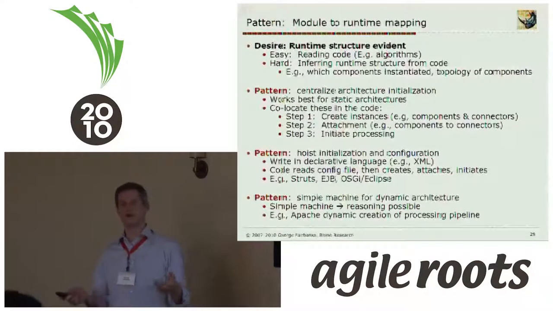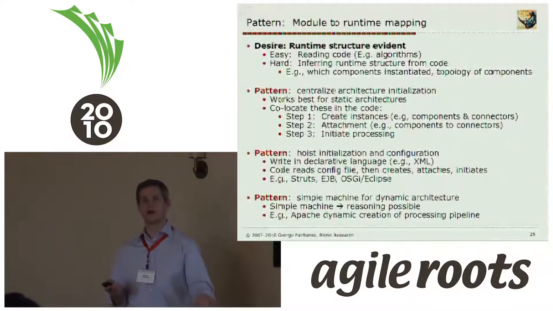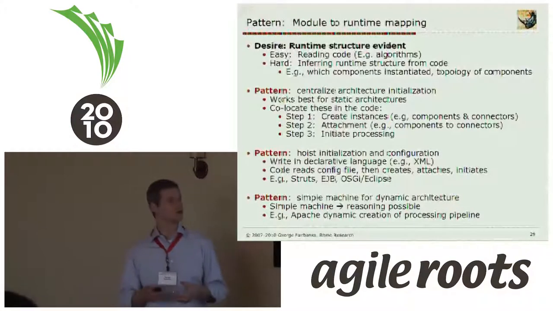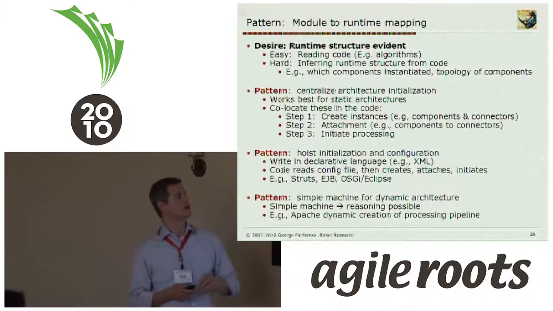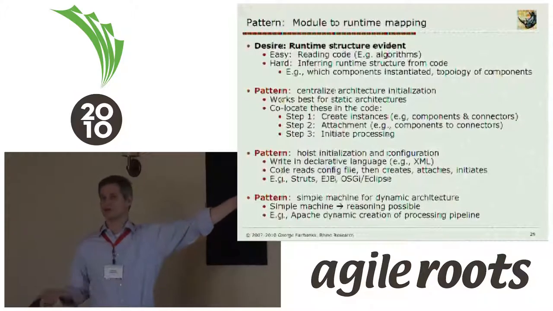So if you look at some code, you might be able to figure out from the names that there's clients and servers. It's harder to figure out how many clients are going to appear at runtime, okay, unless you write the code in a certain way. Here's one pattern. Centralize the architecture instantiation. This works great if your architecture doesn't change at runtime.